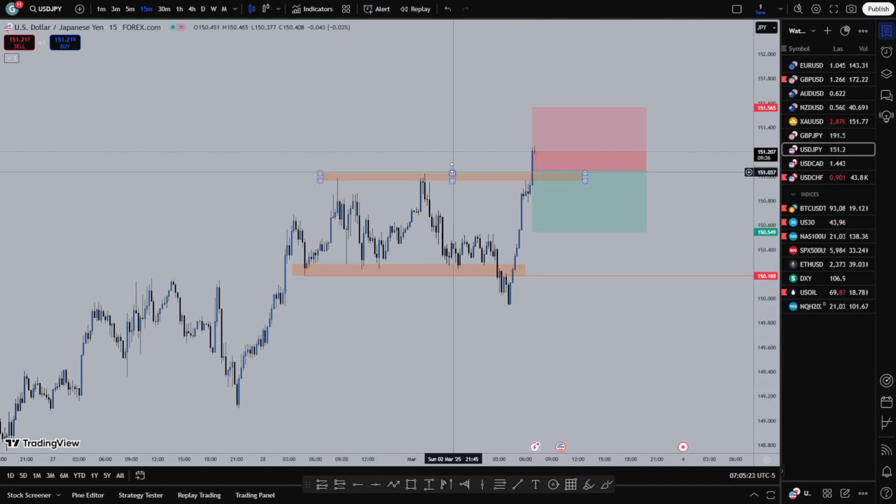Okay, so this is a liquidity run. This is not a liquidity hunt or stop loss hunt. This is a stop loss run. Okay, so price will run from here. This is a liquidity run.